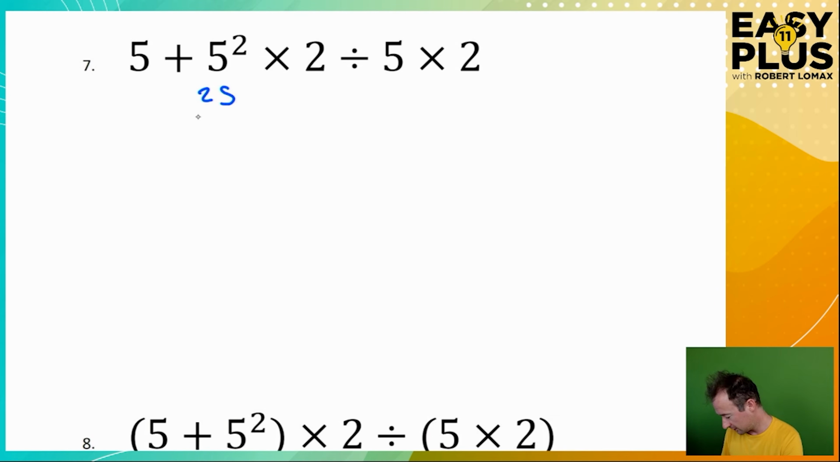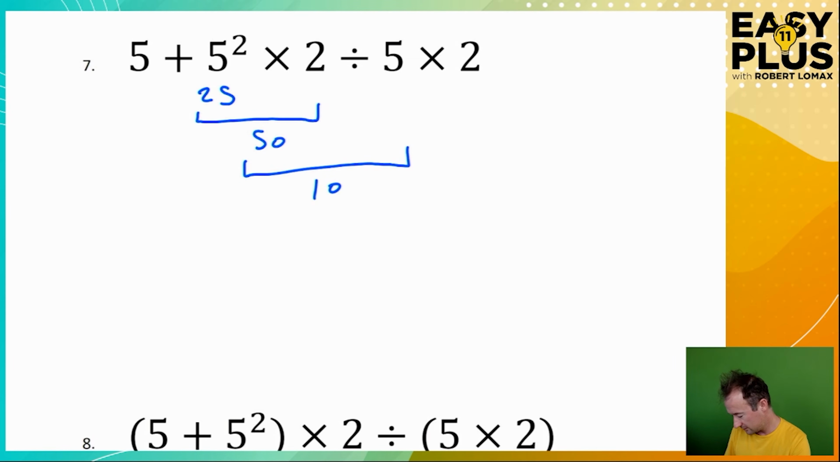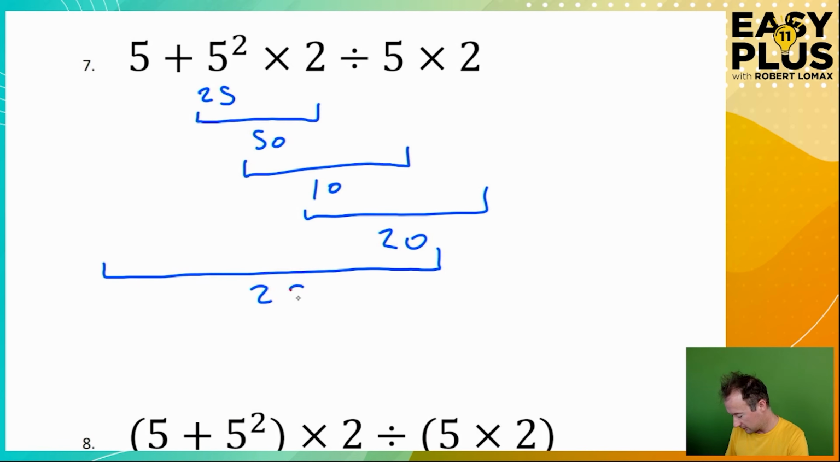So 25 times 2 is 50. 50 divided by 5 is 10. And 10 times 2 is 20. And now we simply have to add 5 to that, which gives us 25. This way of putting brackets underneath them to work through the stages is just my own method, but I think it makes it really clear.